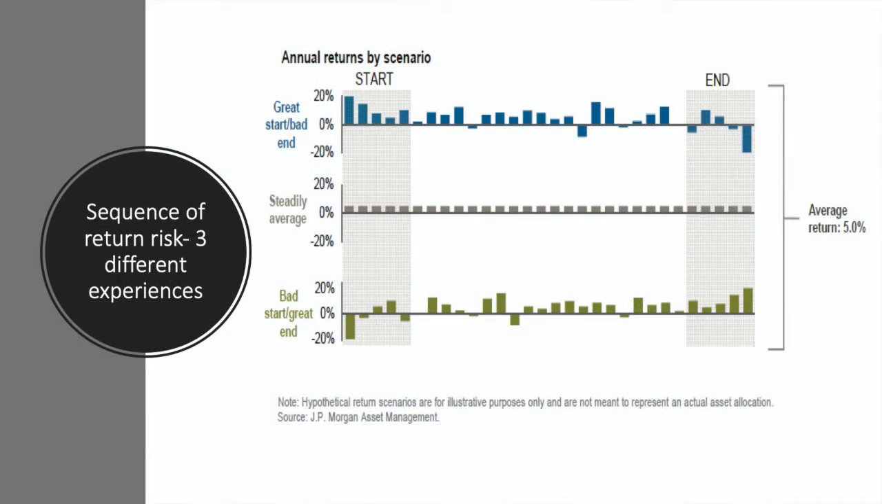So take a look at this first slide. This shows you 3 bar charts, representing 3 different investors. The first investor at the top has great returns in the first few years of retirement, and then bad returns near the end. The second individual has steady 5% annual returns for all 30 years of his retirement financial plan. And the third investor at the bottom, in the green bars, has a really bad start and then finishes strong. Now you're going to notice that all 3 of these investors had the same rate of return, 5%.